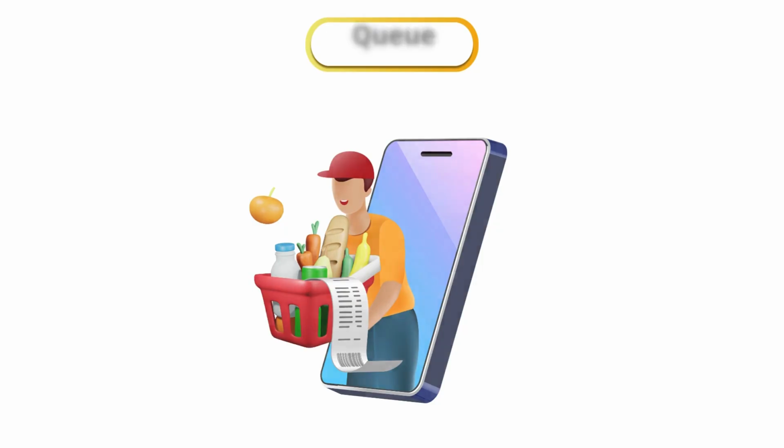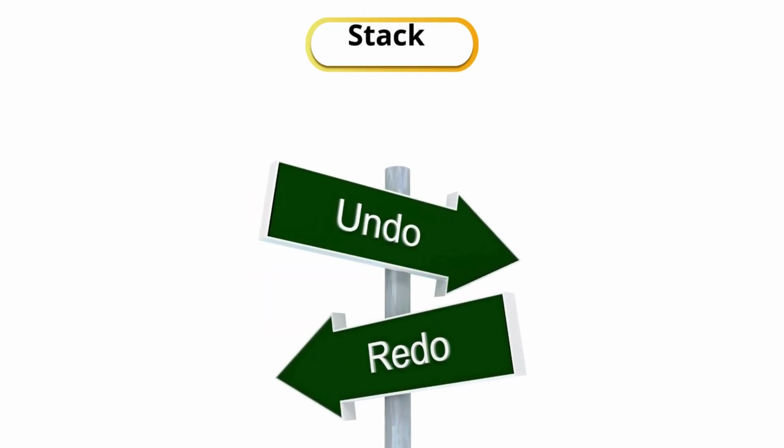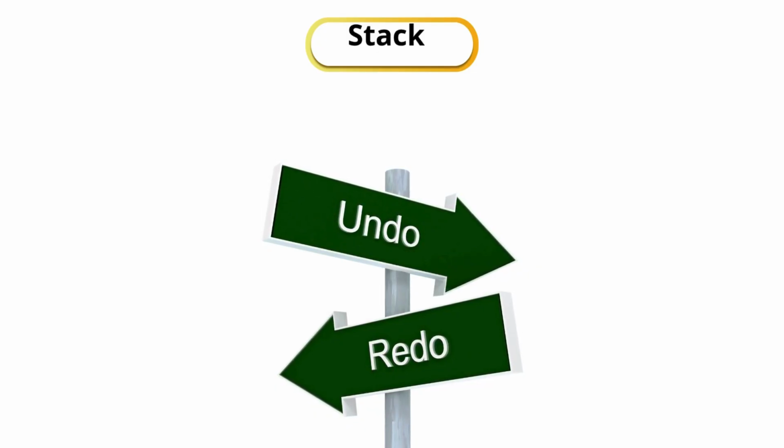For stack, an example is undo and redo features. In Notepad, if you are typing something and use the undo function, it will remove the latest changes you made. Like that, stack removes the last added element. Okay. Then next, let's learn about non-linear data structures.